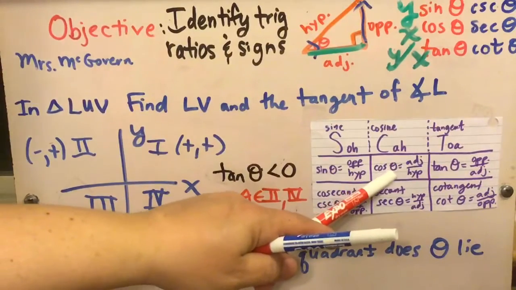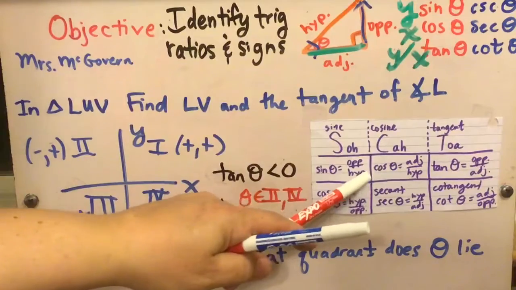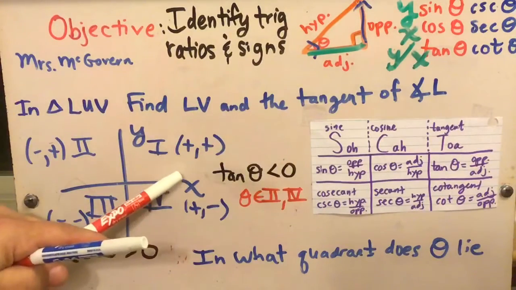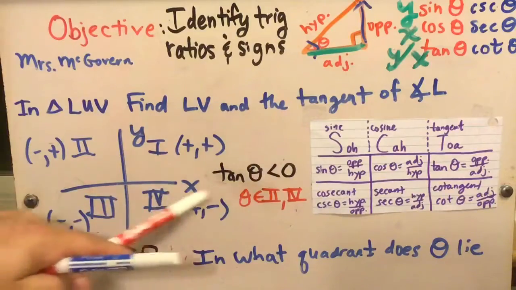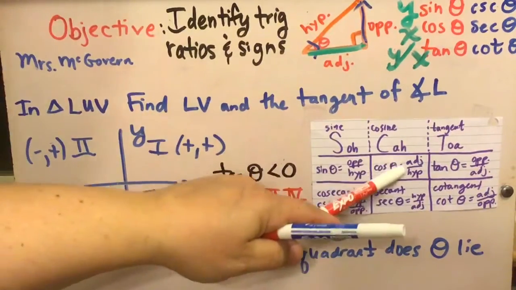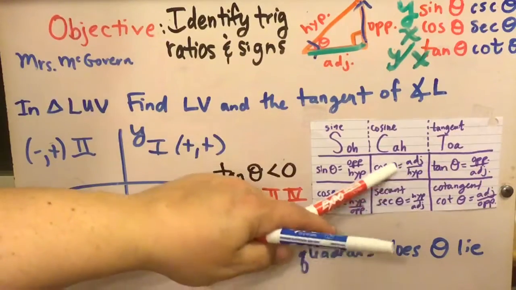If I wanted to do when is cosine positive, now cosine is x, so cosine is positive in quadrants 1 and 4, which would mean secant is positive in 1 and 4, because again, these are reciprocals, they're not opposites, they're just reciprocals where you flip them.